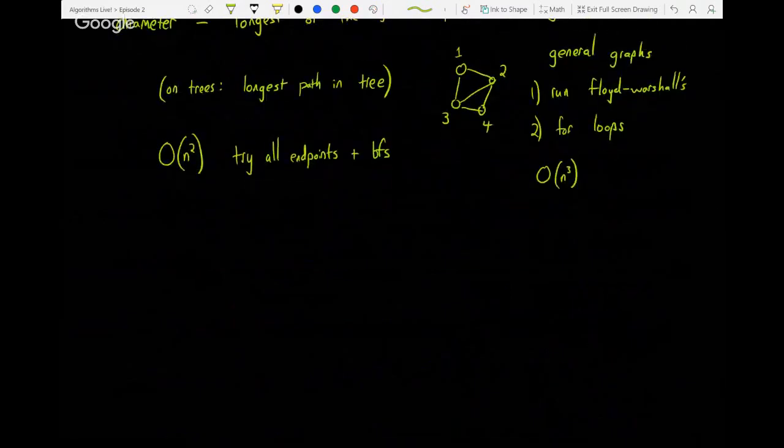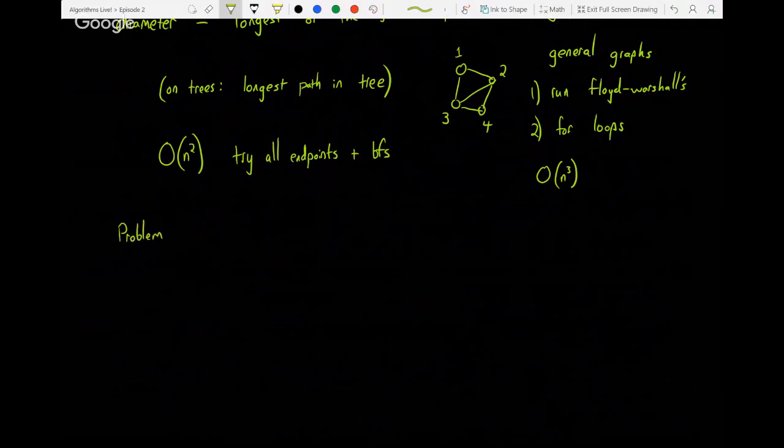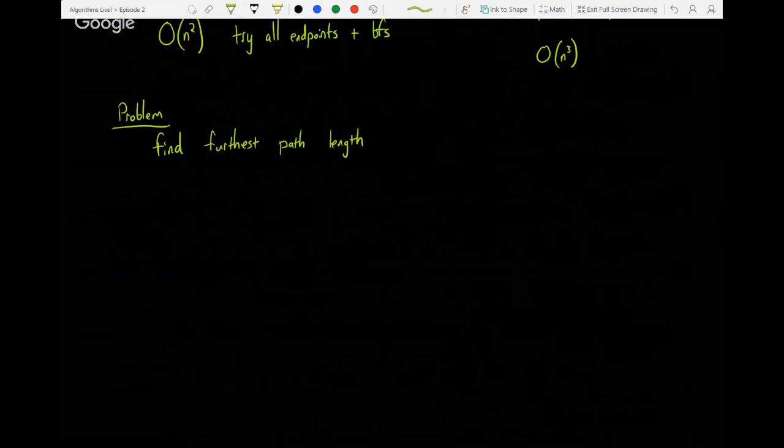But we'd like to bring that runtime down. We'd like to have an algorithm that finds a diameter in order n. So here's our problem. Our first problem we're going to try to solve is just to find the length, just find that furthest path length. I'll just go over a really basic technique for attacking tree problems.